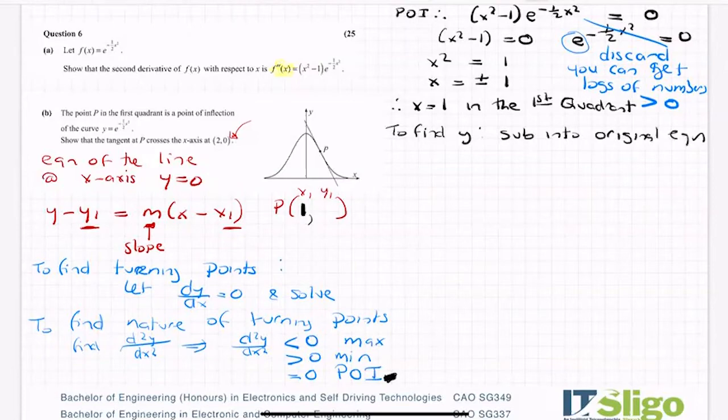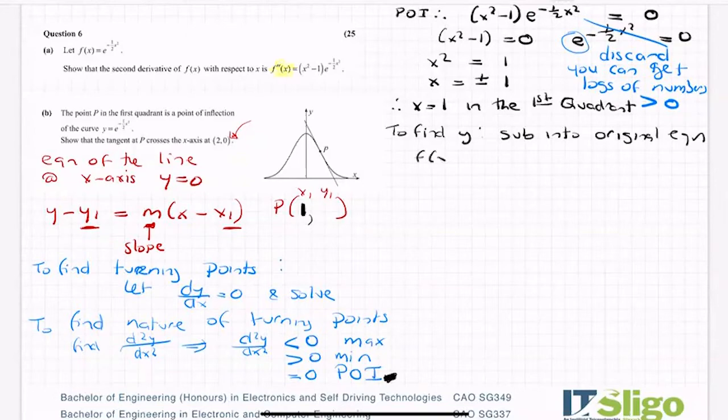Okay, and when I talk about the original equation, I'm talking about the f of x one, because f of x is y. It is in functions, it is in any chapter, okay? So we want to find y. We don't want to find dy dx, which is slope. We don't want to find the nature of a turning point, so we don't sub it into the second derivative. It is always into the original.